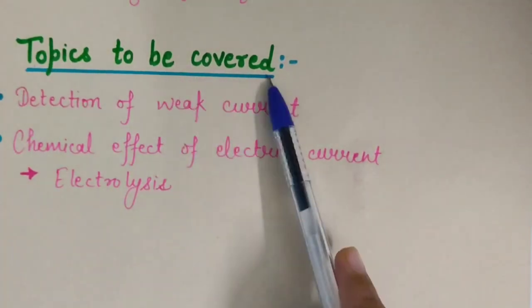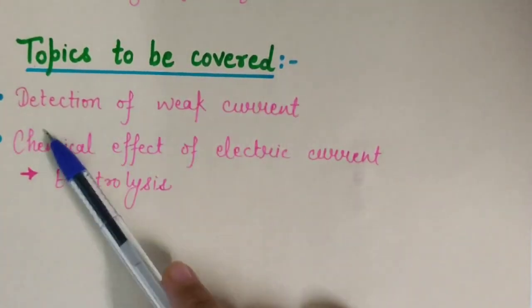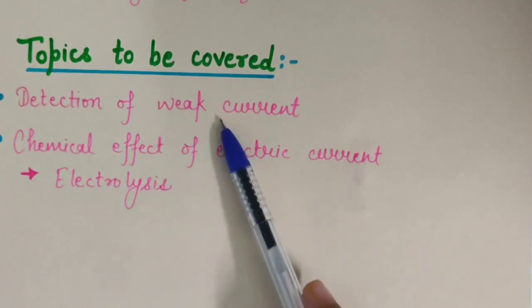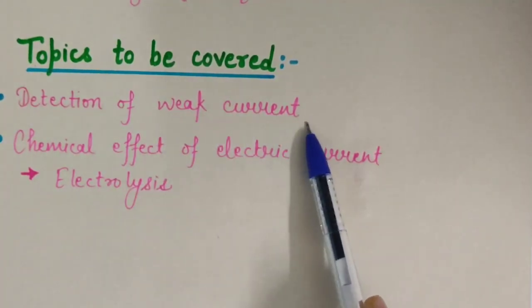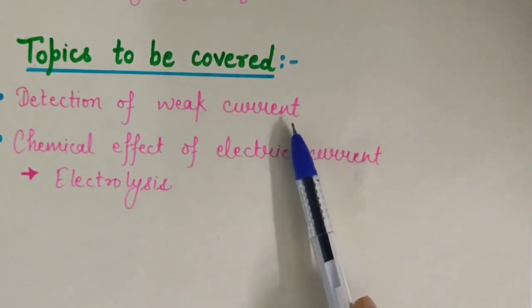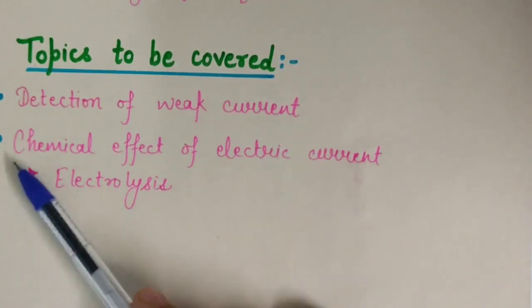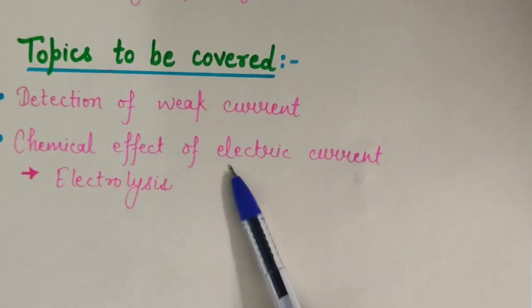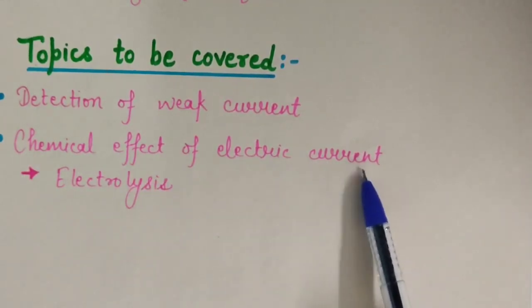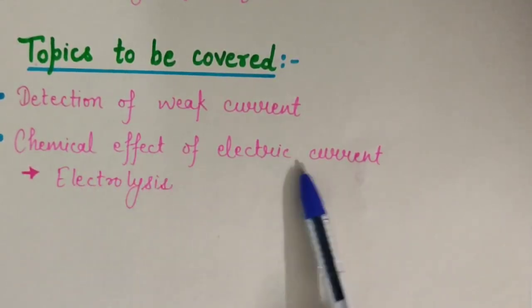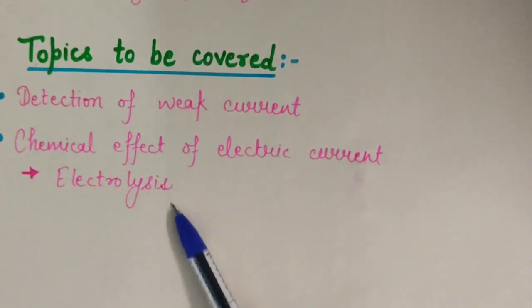Topics to be covered in this lecture are: first is detection of weak current. Means in this topic we will study how we can detect the weak current, and second is chemical effect of electric current. And to study the chemical effect of electric current, we will study a process that is electrolysis.